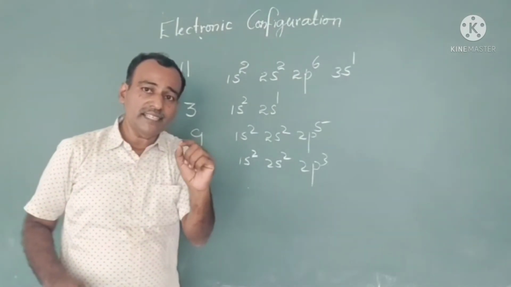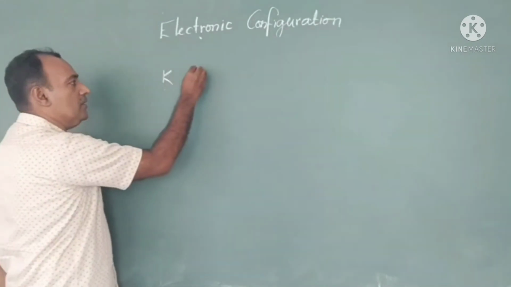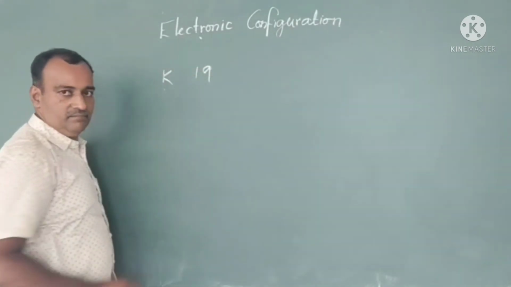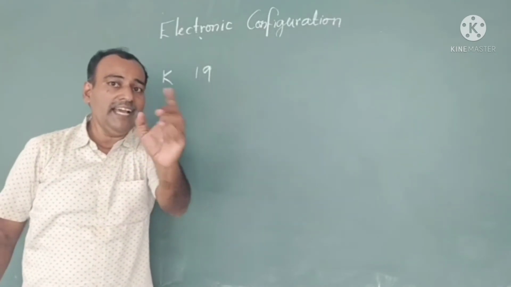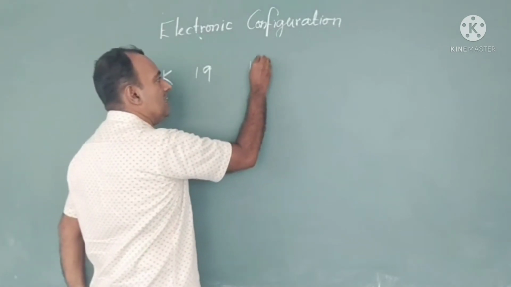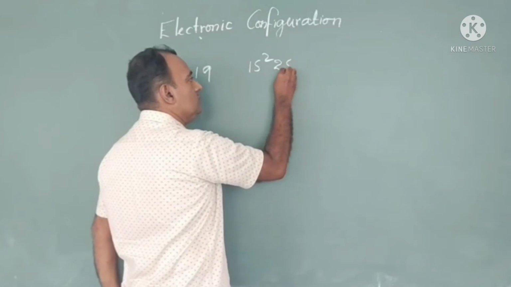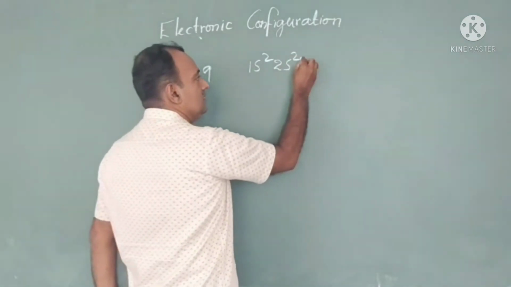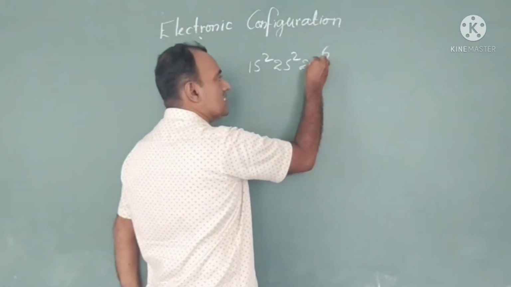How can you write the electronic configuration of potassium? Let's see. Atomic number 19. So atomic number 19 means 19 electrons are present. So 1s can accommodate only 2 electrons. 2s can accommodate 2 electrons. Then after 2s, 2p will come, which can accommodate 6 electrons.